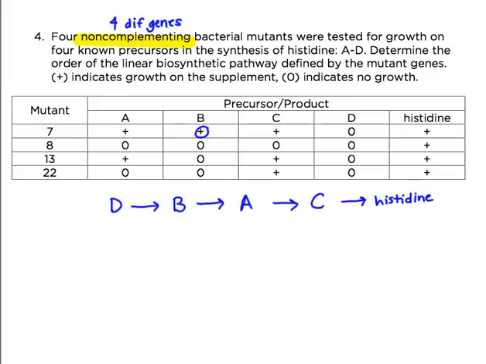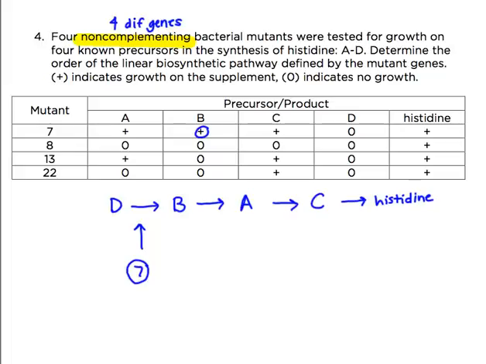So we know that if mutant 7 was given B, A, or C, that it can go to the end product histidine, which means that we're going to assume that mutation 7 is in this gene product here. So I'm going to draw that as a 7. Now remember, that's because this mutant, if given D, it won't be able to grow because it is mutated in this gene product and therefore can't convert to B. But if it's given anything after its mutation, so B, A, C, or histidine, then it can complete the biosynthetic pathway because it isn't mutated in any of the other gene products.